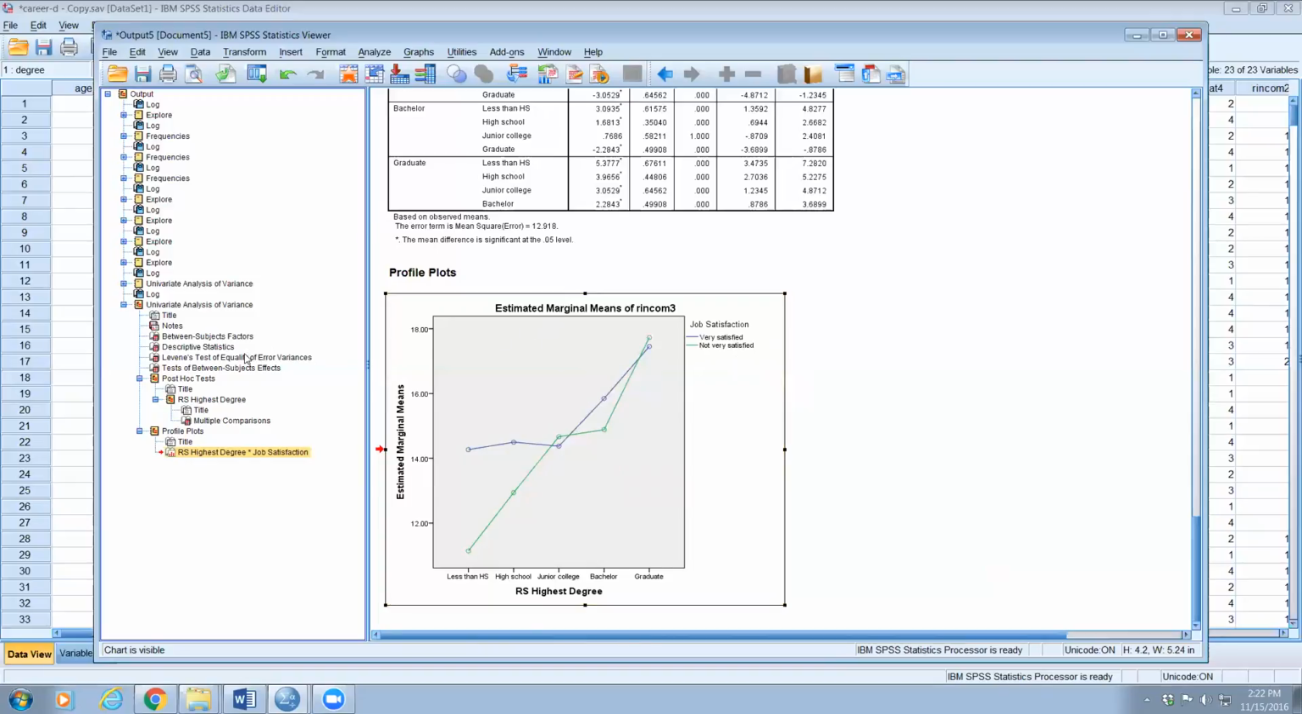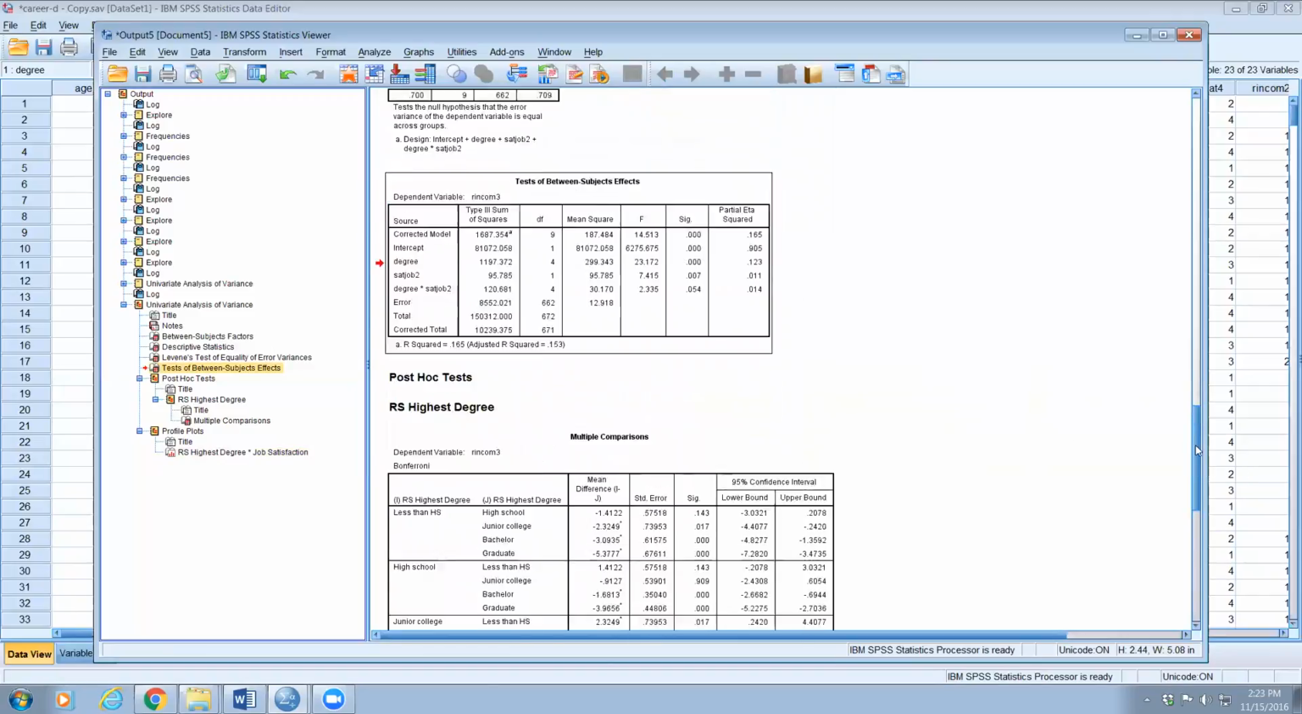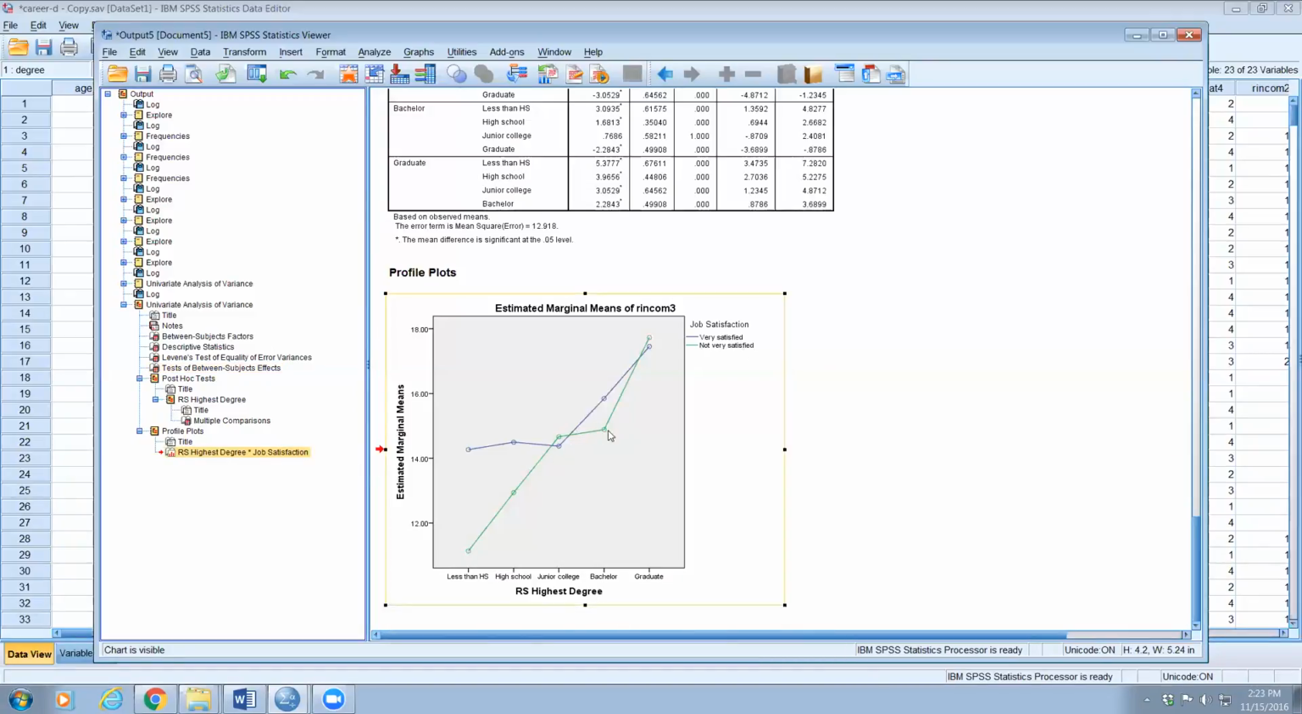So I'm going to go to the tests of between-subjects effects here. This gives me statistics to test my interaction effect and main effect. So you see the interaction here, degree times job satisfaction, and the p-value is not significant at 0.05 level. So we can conclude that there is no interaction between the factors. That means there is no joint effect of degree and job satisfaction on the income. Even though our line plot here is suggesting that there is an interaction, a statistical test doesn't say so.